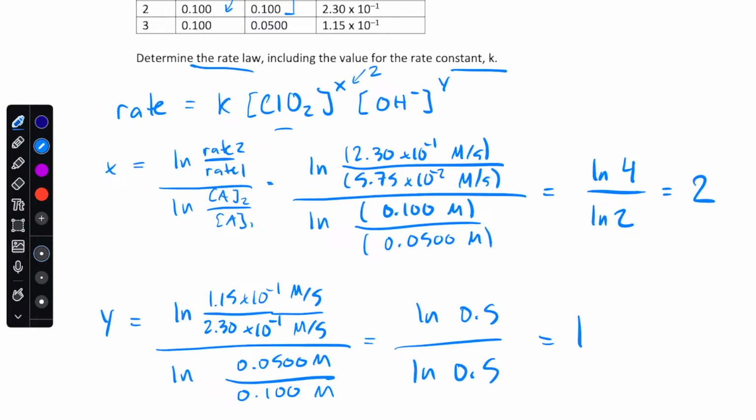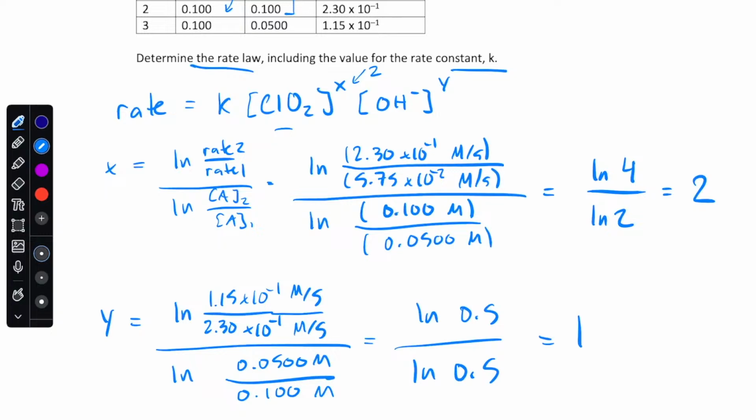The inspection way to look at that would be to say, well, when ClO2 is constant, hydroxide is cut in half, and the rate is cut in half. And if the rate changes the same way the concentration changes, by the same factor, then the exponent has got to be equal to 1. So that's something that sometimes you can see.